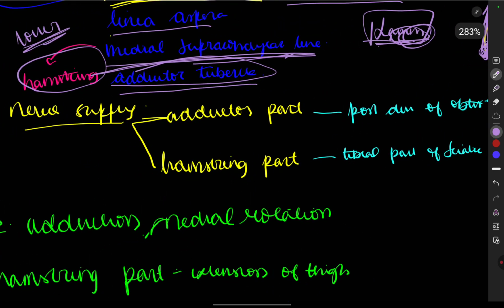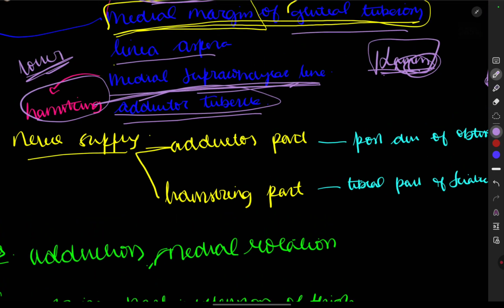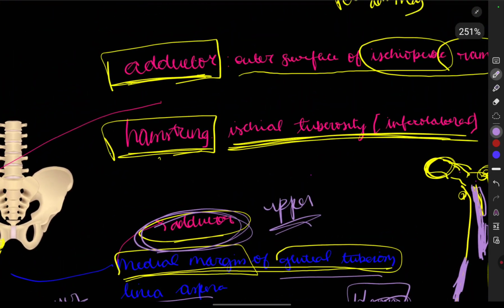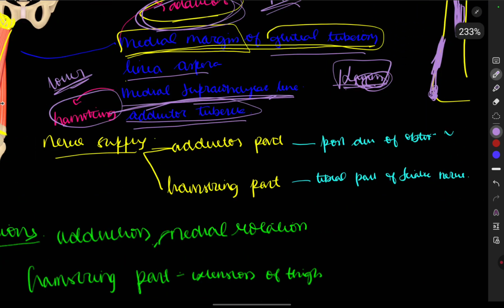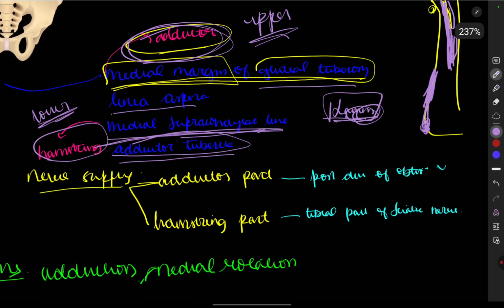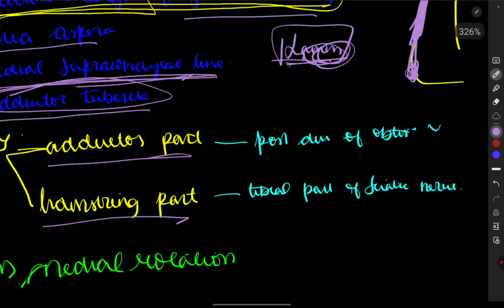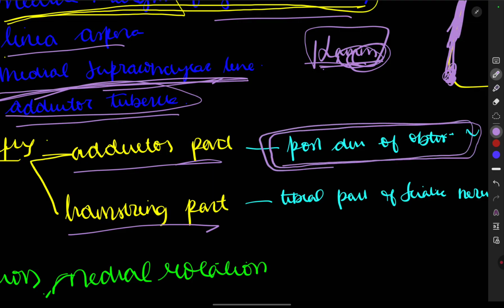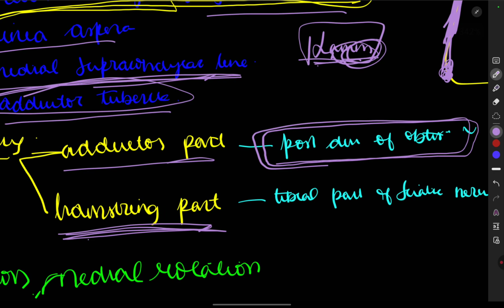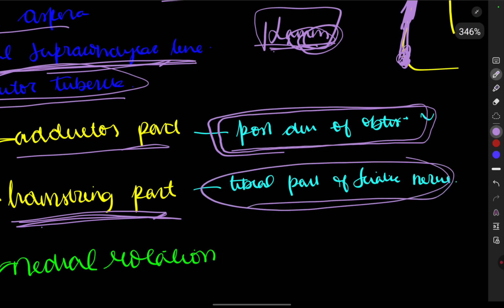So the nerve supply, it will be by the two, okay? It has two parts, the adductor part and the hamstring part, and it has two nerve supplies, okay? So the adductor part by the posterior division of the obturator nerve, and the hamstring part by the tibial part of the sciatic nerve. Just remember, posterior division, which nerve supplies it? That is the sciatic nerve.